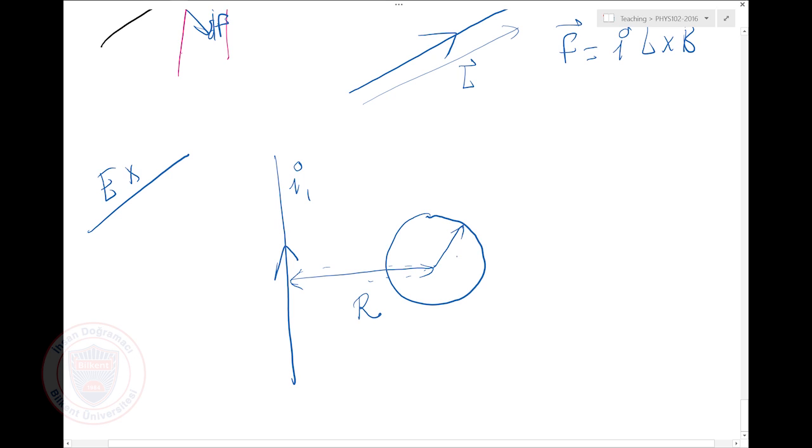This is small r, and this is carrying a current I, and the question is, what is the force on the loop? How would you do this? How would you do this problem?